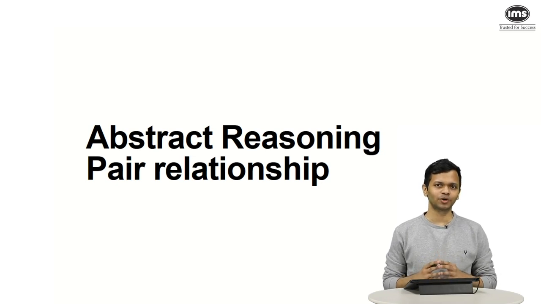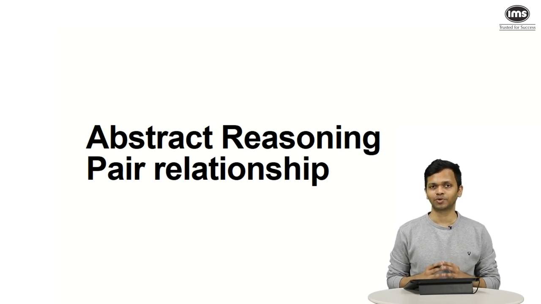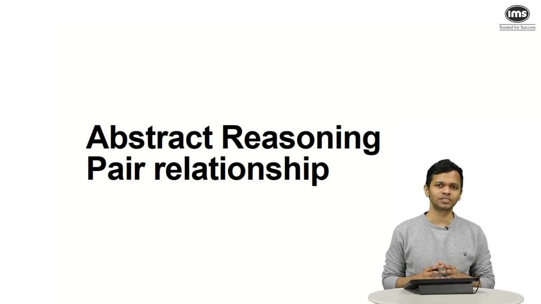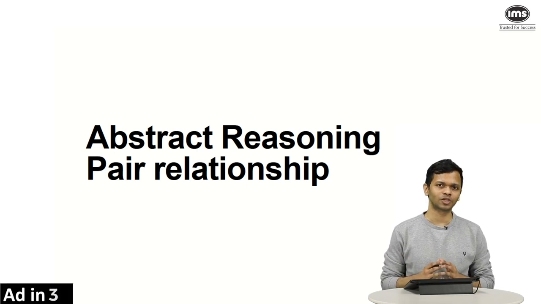I hope you have been enjoying all the videos in our Best of CET series. So today we have abstract reasoning, pair relationship is what we are going to discuss. I have 5 questions. For every question about a minute max should be sufficient. I'll show you the questions and you can pause the video, try to solve the questions for about 5 minutes and then come back and watch the solutions.